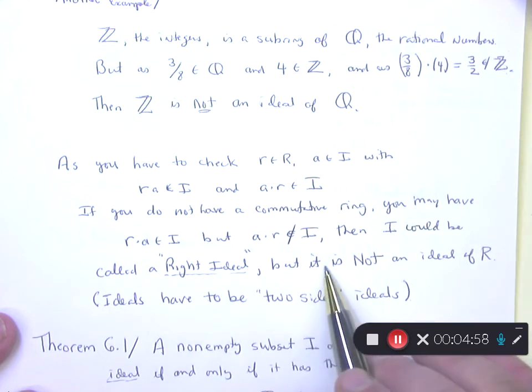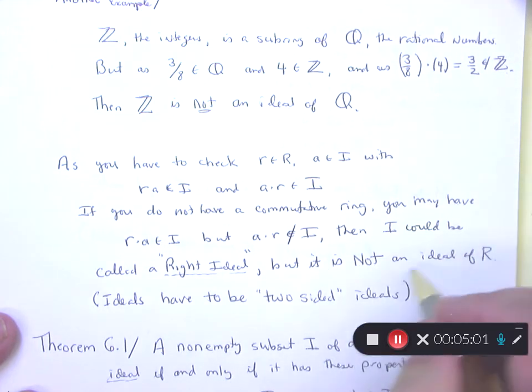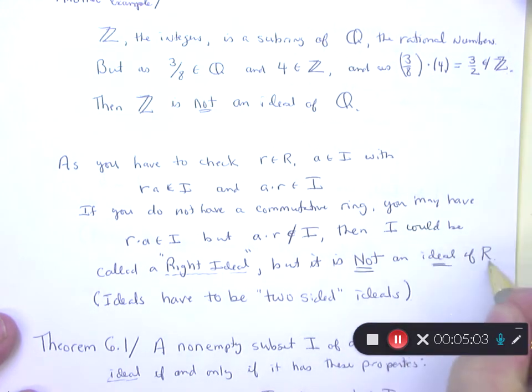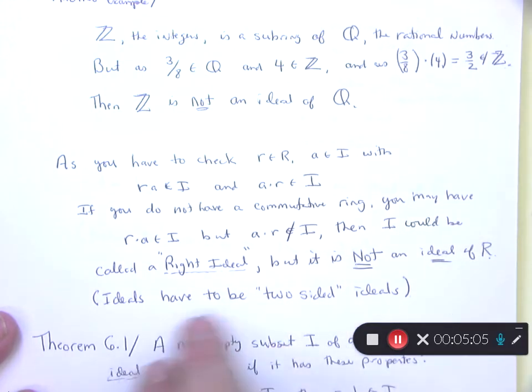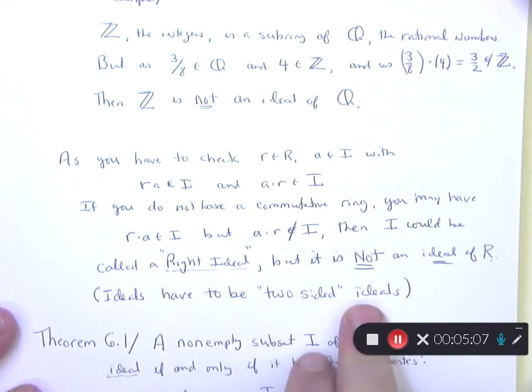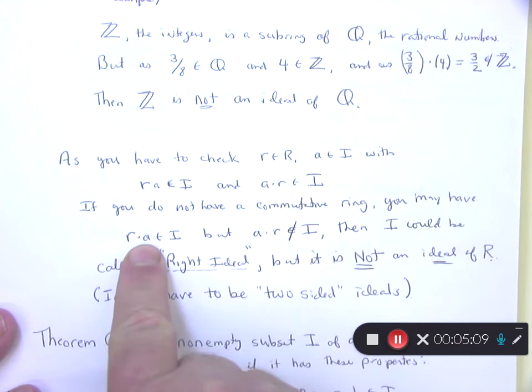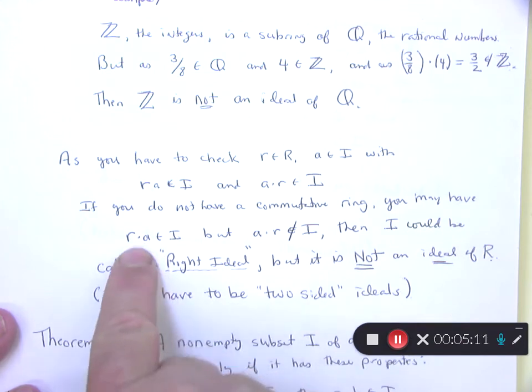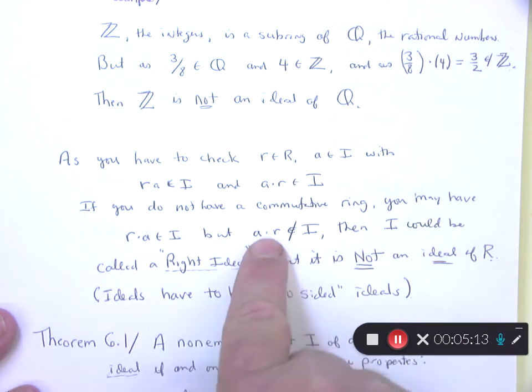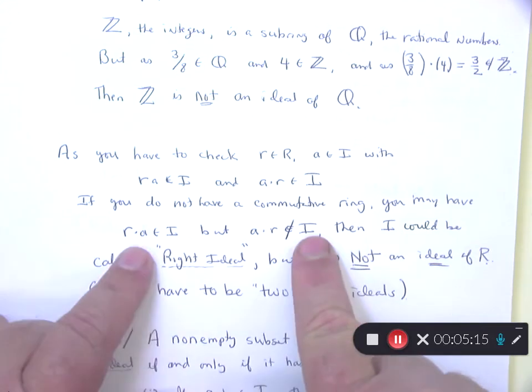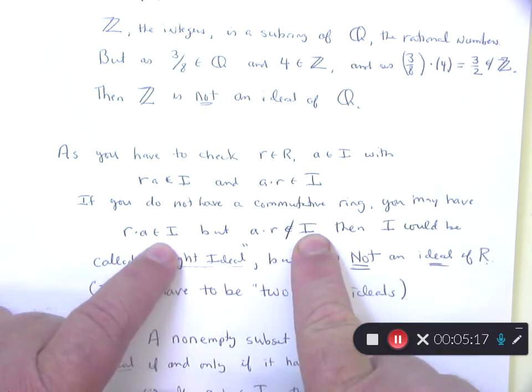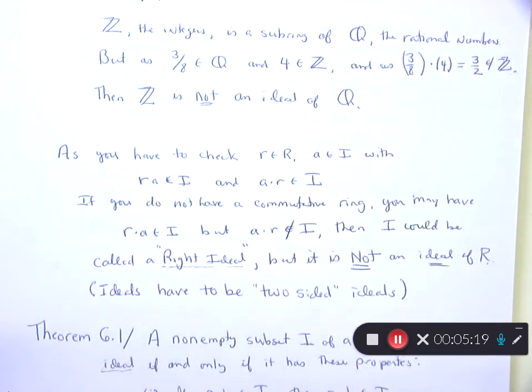But by definition, it is not an ideal. Not an ideal of R. You gotta be two-sided. Ideals have to be two-sided ideals. You gotta multiply on the left and multiply on the right. This is multiplying the element on the right. This is multiplying the element on the left. They both have to be inside of I to be called an ideal.